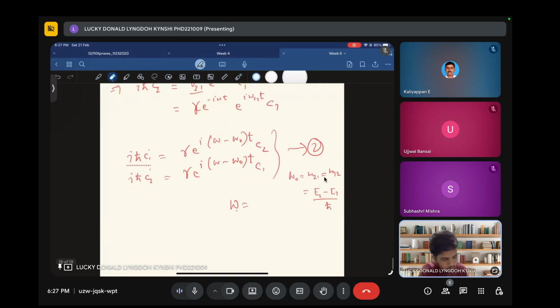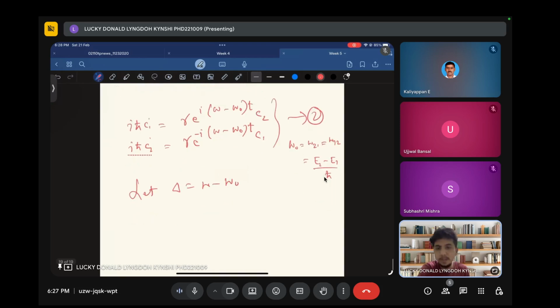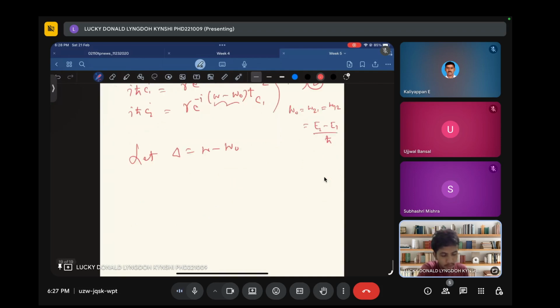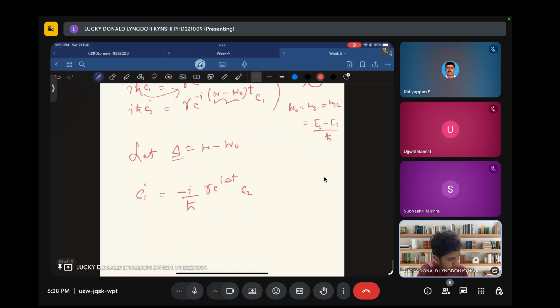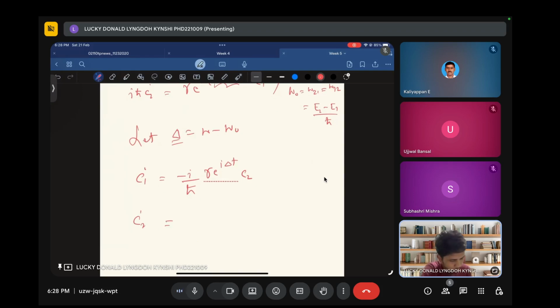Okay, so now we also assume here, let delta be equal to omega minus omega naught. This is a negative sign. So let delta equal omega minus omega naught, so that you can just substitute this in terms of your delta. Now your c1 dot is equal to minus i divided by h cross gamma e to the power of i delta t c2, and c2 dot will be equal to minus i divided by h cross gamma e to the power minus i delta t c1.